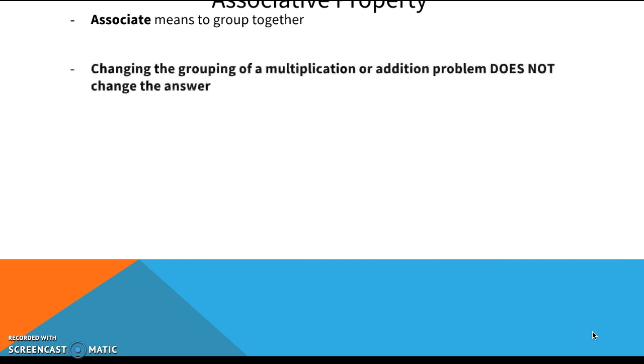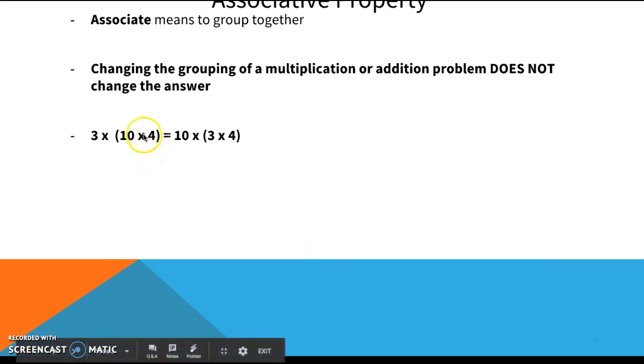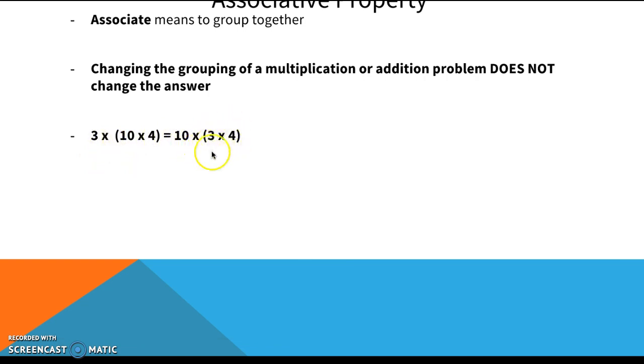How that applies to math is that you can change the grouping of a multiplication or addition problem, and it does not change the answer. So if you change the grouping when you're adding or multiplying, it will not change the answer. For example, we have 3 times parentheses 10 times 4. For the product of this expression, I would first do 10 times 4 to get 40, and then 40 times 3 will give me 120. But if I change the grouping and group together 3 times 4, then I do 3 times 4 first and get 12, then times 10 is 120. So I'm going to get 120 for both expressions.